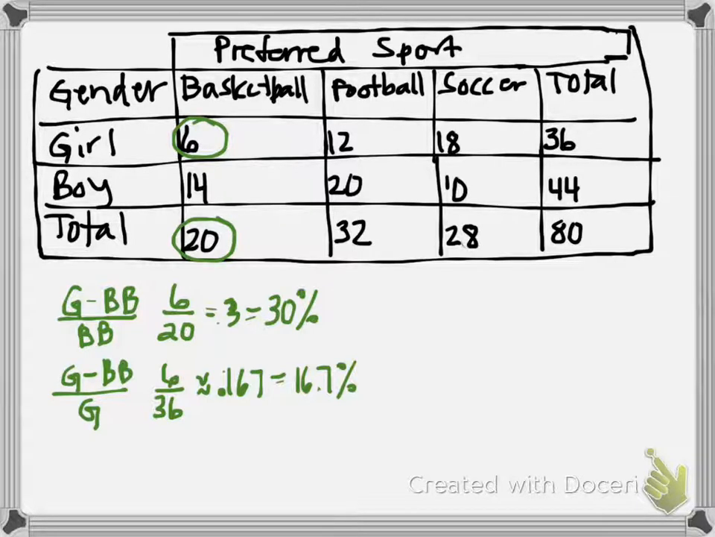If, however, I wanted to do girl with basketball compared to all the girls, now I'm going to do the calculation that direction, okay? So what's not my denominator, as it was yesterday, is that 80, because that's everybody every time. So we want to make sure that our calculation with the conditional relative has to do with a related condition, either relating to the gender or relating to the sport, okay?